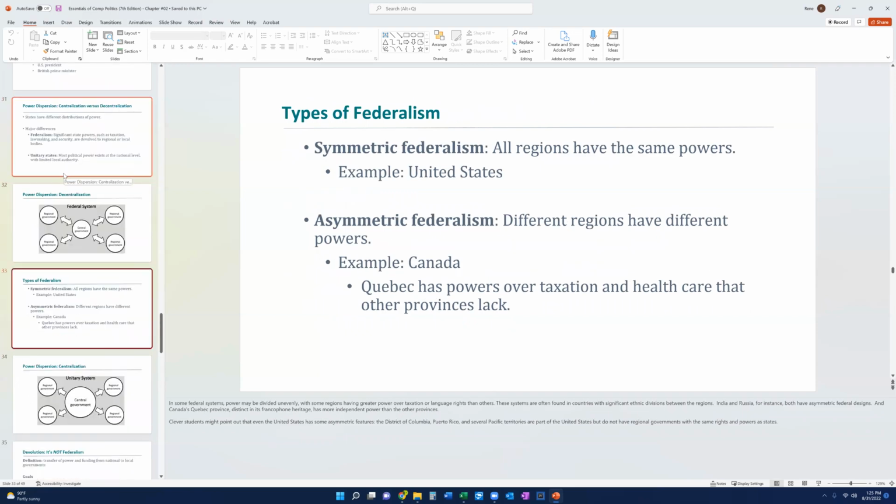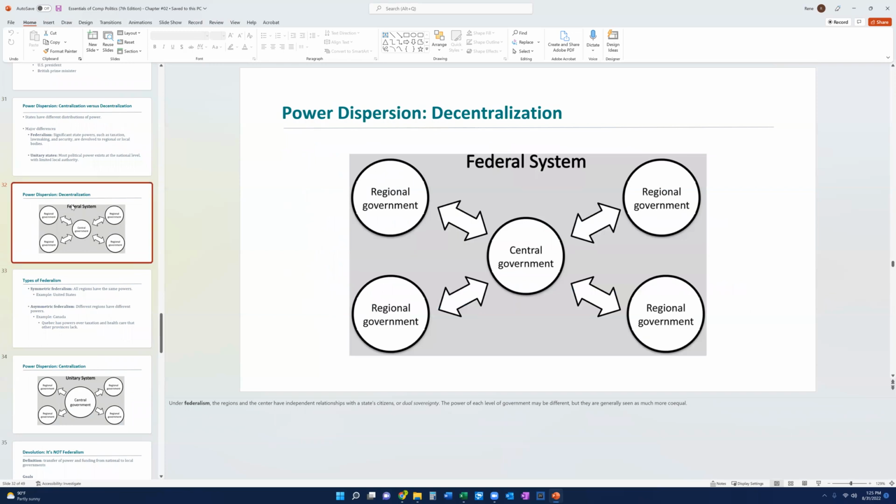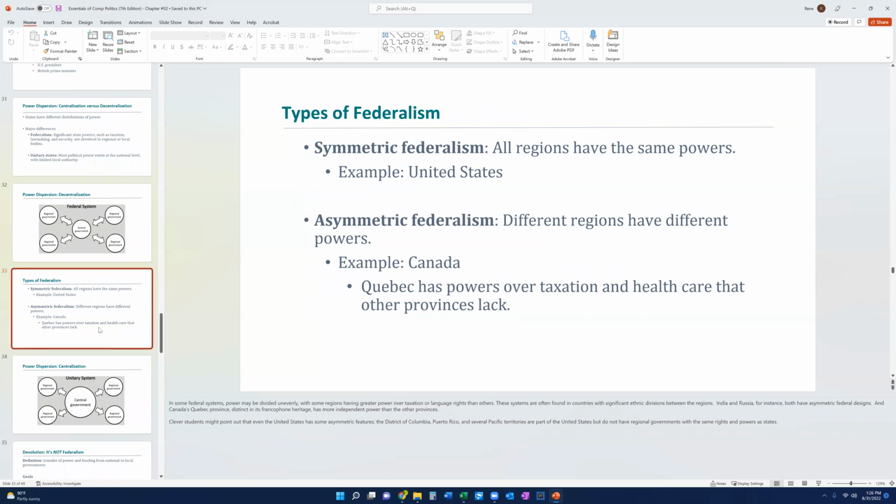Aside from federalism and unitary states, you're going to discover that in some instances, and here's an example of federalism at work. The central government shares powers equally with the regional governments. There are two main types of federalism. One is symmetric federalism, which means that all regions have the same amount of power. On the other hand, asymmetric federalism is where different regions have different amounts of power, like Canada.